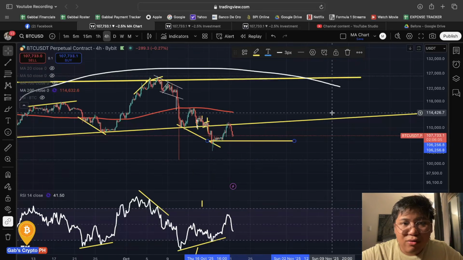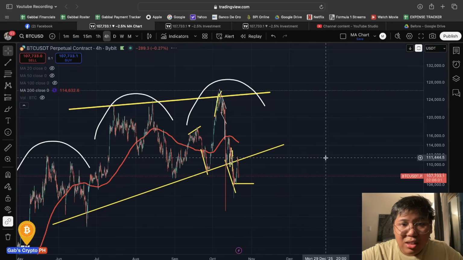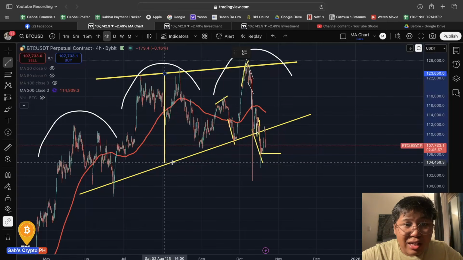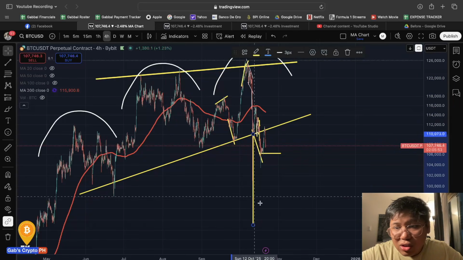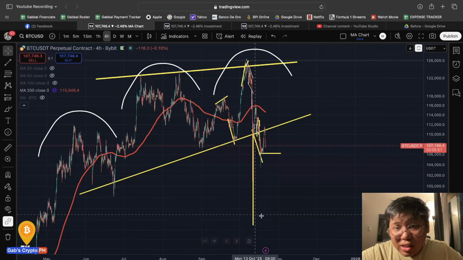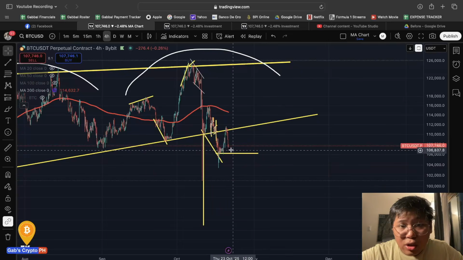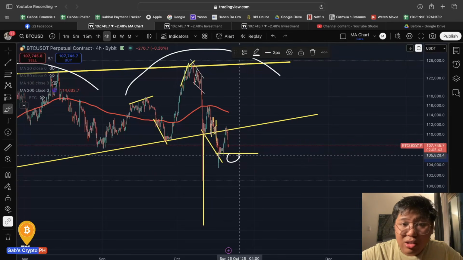in order for us to see a continuation of this head and shoulders pattern movement. As you can see, the target for this head and shoulders pattern, which we are currently eyeing, is actually around the 95,000 US dollars. So this area is around the 95,000 US dollar level, and in order for us to see that continuation of the downtrend, it has to break the 107,000 US dollars.